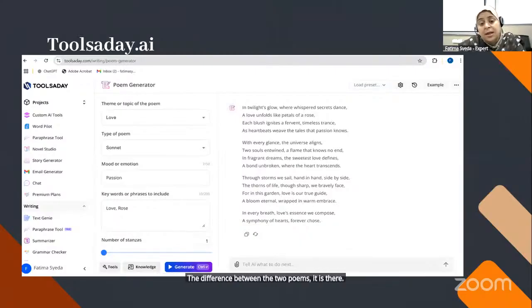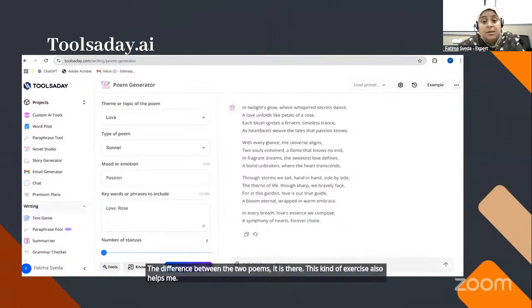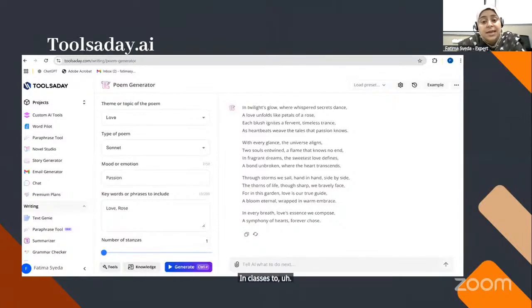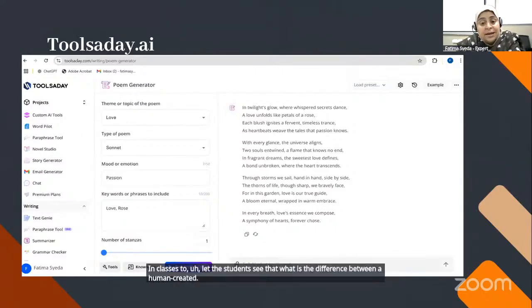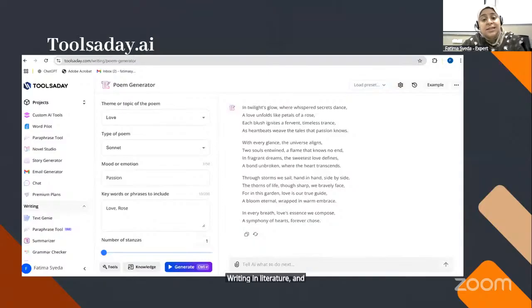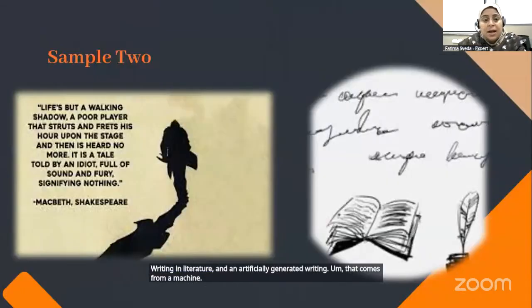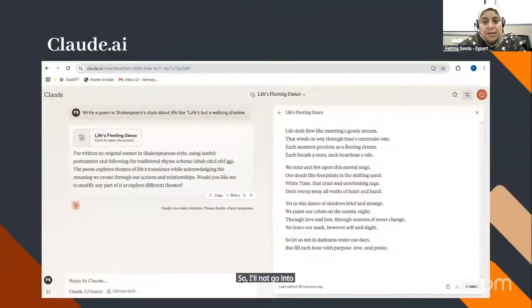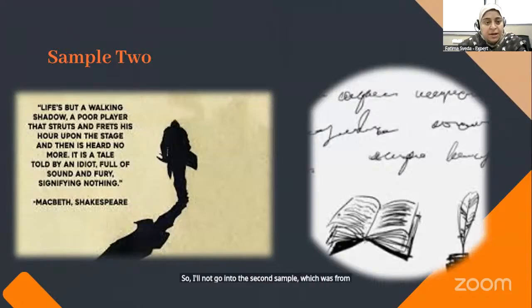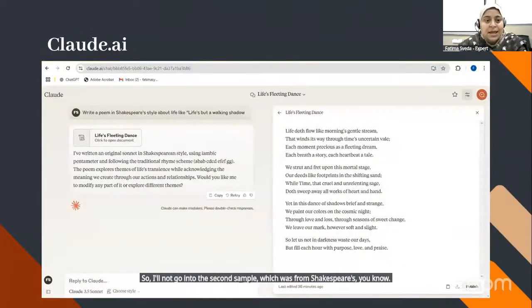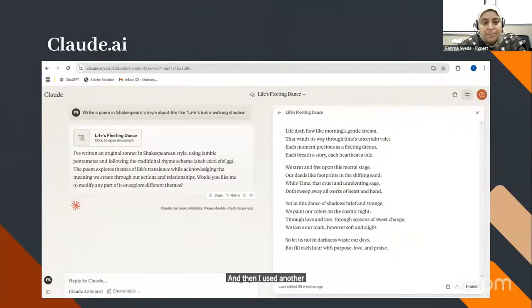This kind of exercise also helps me in classes to let the students see what the difference is between human-created writing in literature and artificially generated writing that comes from a machine. I'll not go into the second sample, which was from Shakespeare's play. And then I used another tool to compare the two writings.